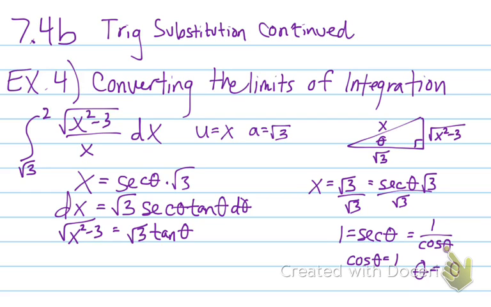So I know that my lower limit is going to be 0. Sorry, you can barely see that down there, but it says theta equals 0. Now I need to find my upper limit, so I'm going to go back and erase this.